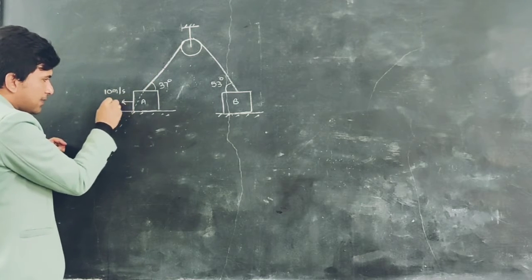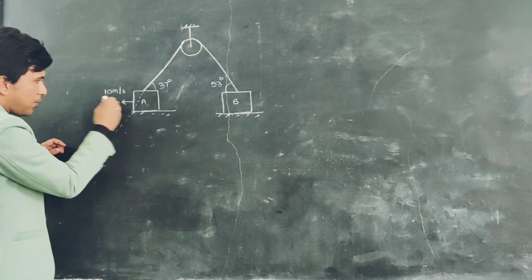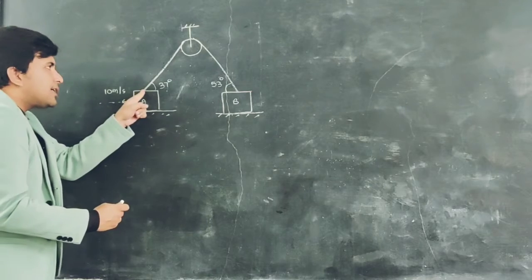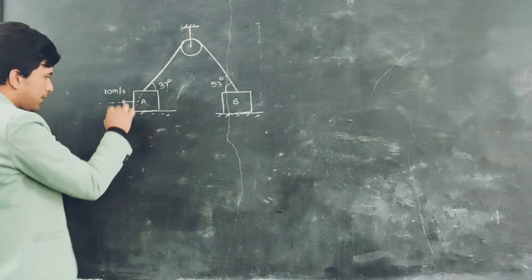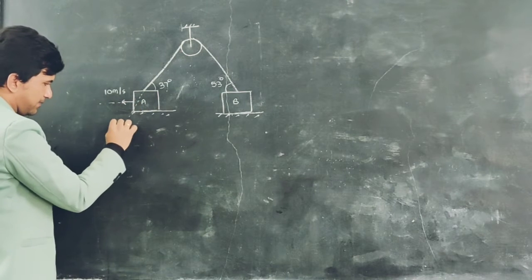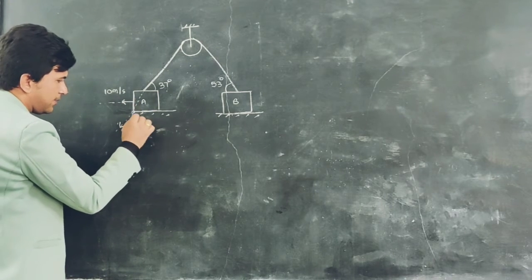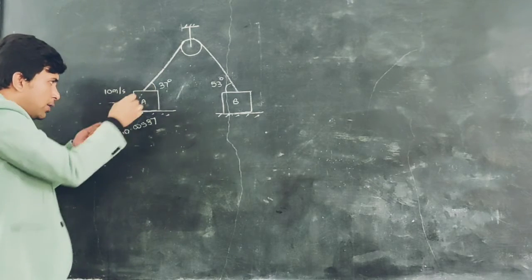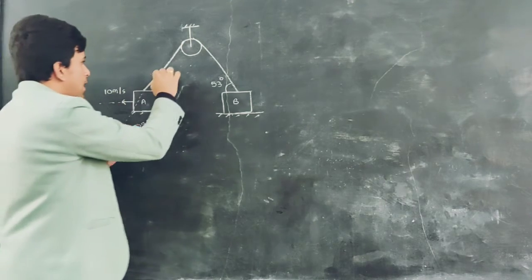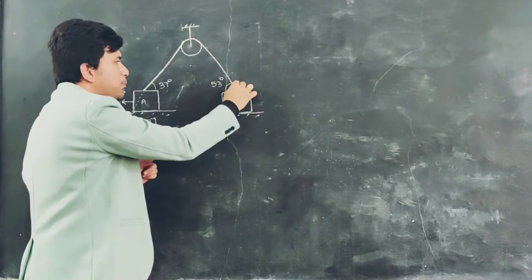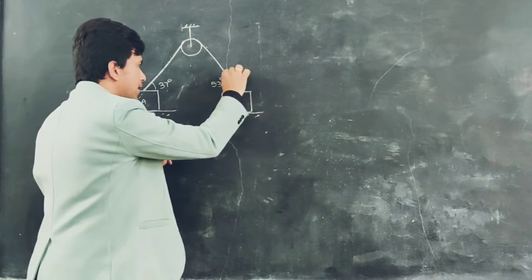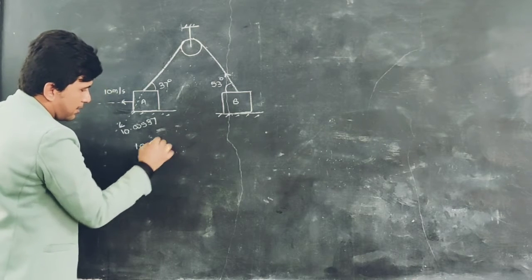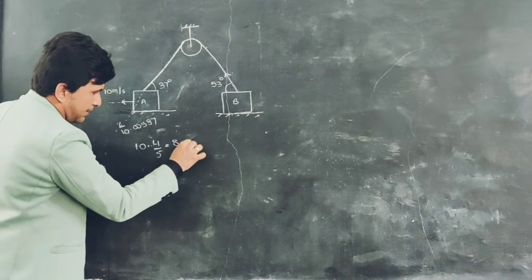A component of this velocity is trying to impart the velocity inside the string. So what you do, take a component this side. If this angle is 37, this side is 10 cos 37. This is the velocity. Now this point is being pulled by block A with 10 cos 37, and each and every point is being pulled with 10 cos 37. If you calculate this, 10 into 4 by 5, you will get 8 meter per second.